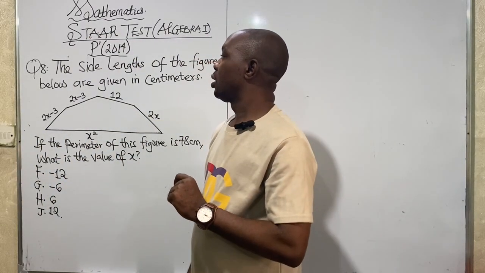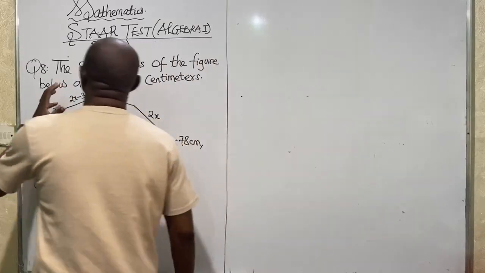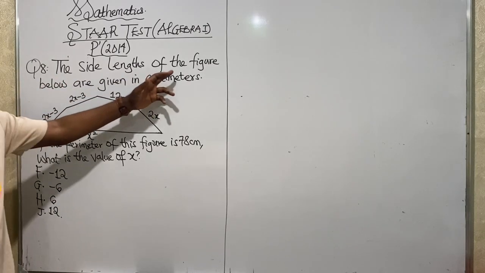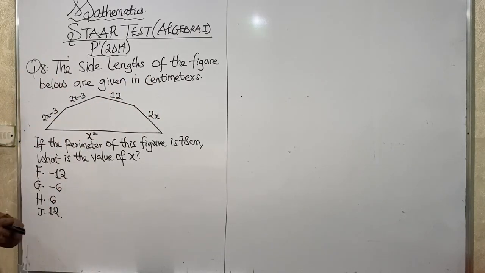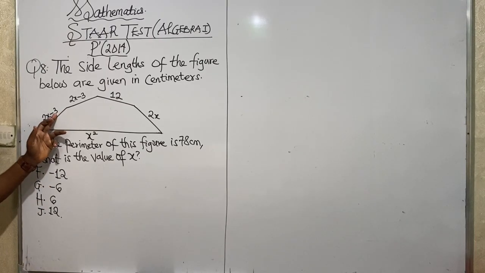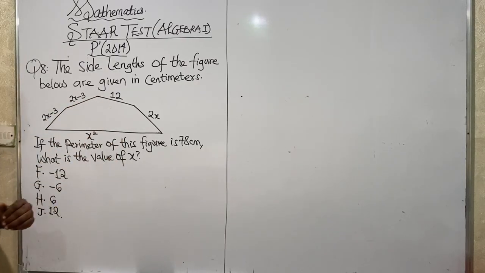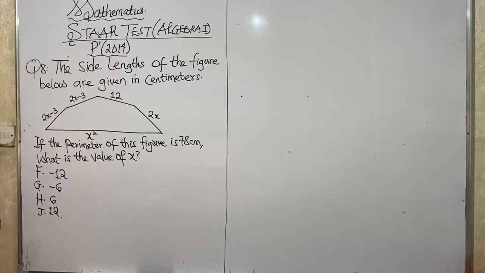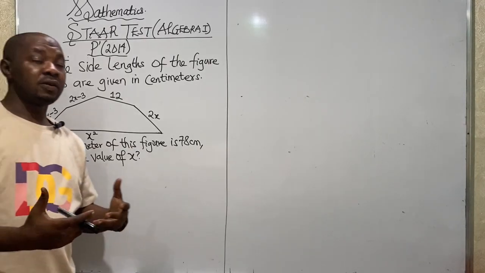All right, so now we have this question 8 from the STAAR Test Algebra 1, a past question. We have the side length of the figure below given in centimeters. So this length is 2x minus 3, and the unit is centimeters. Same for the other lengths. If the perimeter of this figure is 78 centimeters, what is the value of x? We are given the options. So we want to calculate the value of x.